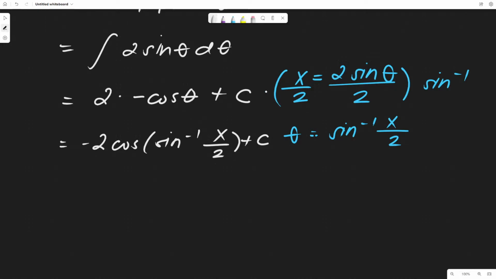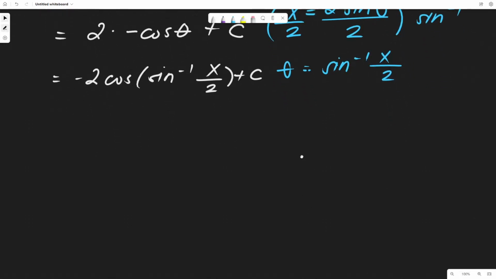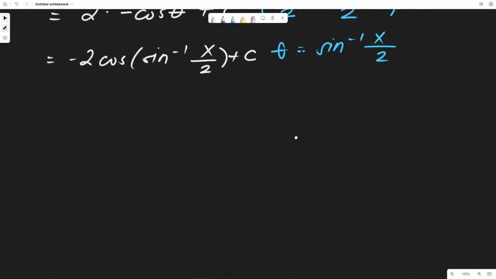Is this already our final answer? Definitely not. This is not our final answer. We need to simplify this part, the cosine of the inverse sine, or rather arc sine, of x over 2. So how do we simplify it? We will use a triangle.